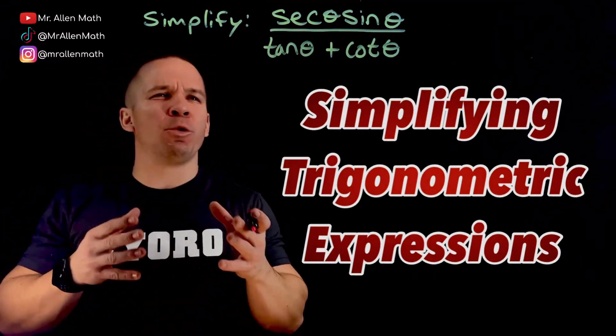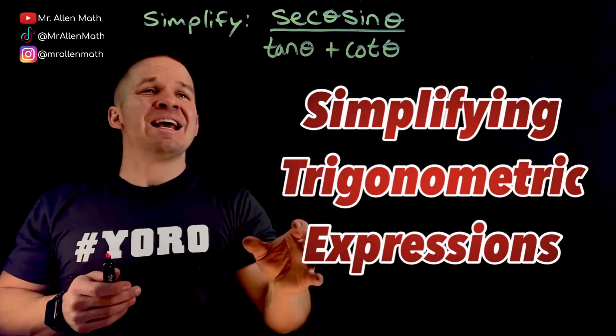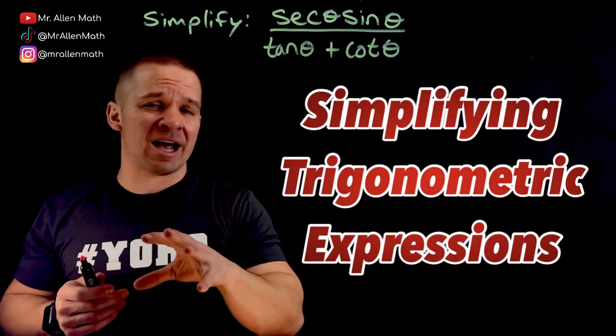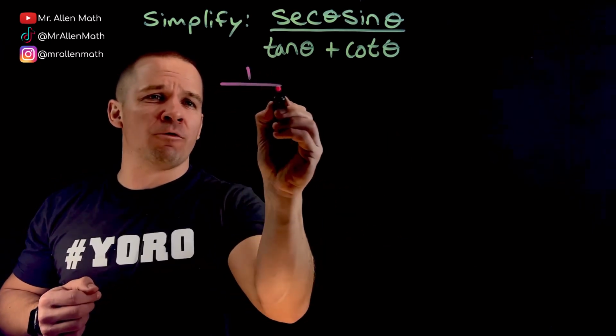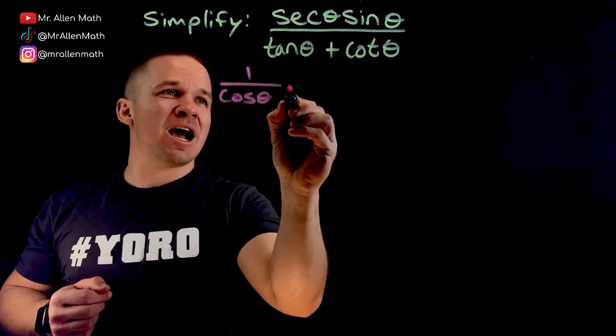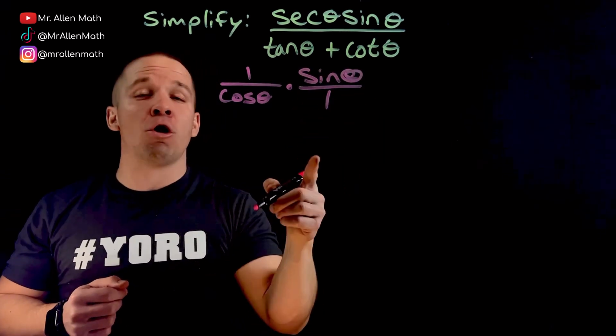We're about to simplify with some trig. Now, a common strategy when approaching a problem such as this one is I like to put things into terms of sine and cosine. It's usually a good starting point. So secant is going to be 1 over cosine of theta, and then we still have times sine of theta. I'll go ahead and throw that into a fraction over 1.